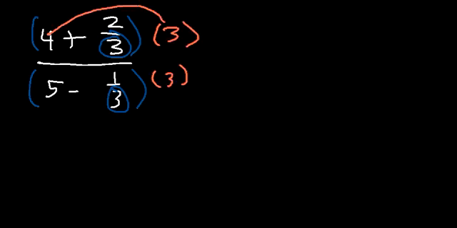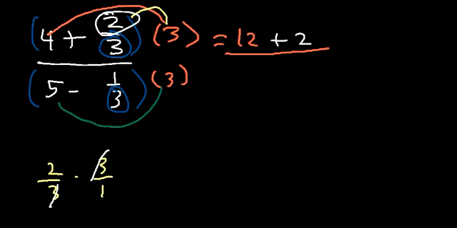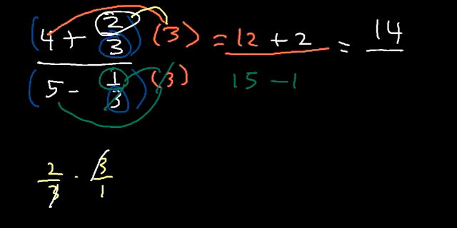So 3 times 4 is 12. And then 3 times 2/3. If you multiply 2/3 by 3, or 3 over 1, the 3's cancel, and you just get 2. So plus 2. And then 3 times 5 is 15. And then 3 times 1/3, the 3's cancel, so you just get minus 1. So 12 plus 2 is 14, and 15 minus 1 is 14. 14 divided by 14 is 1. And that's a nice answer for a problem like this.